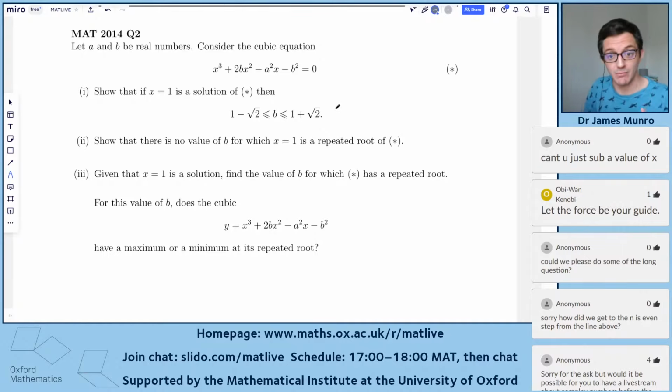Let's have a go. It's one of my favourite styles of question where we've got an expression like this and it's got some parameters in here, a and b. They appear in the equation, and we're asked for properties of this. We're asked to show that if x equals 1 is a solution, so when I plug in x equals 1, that's a good start. I want this to be true. That tells me something about b.